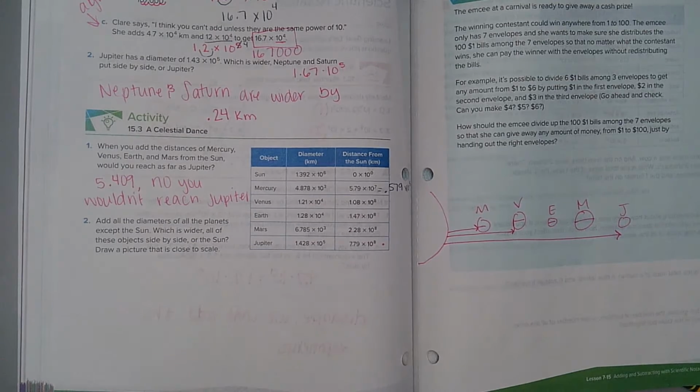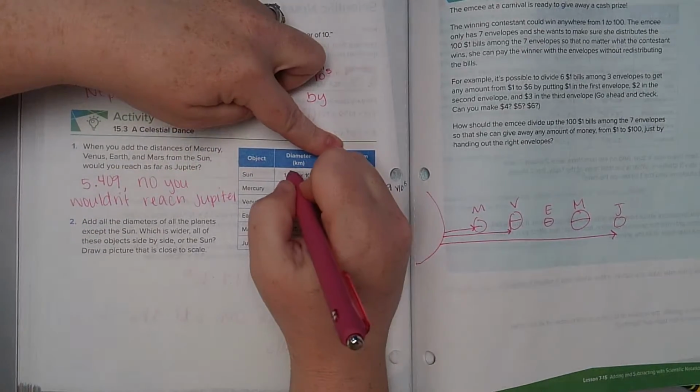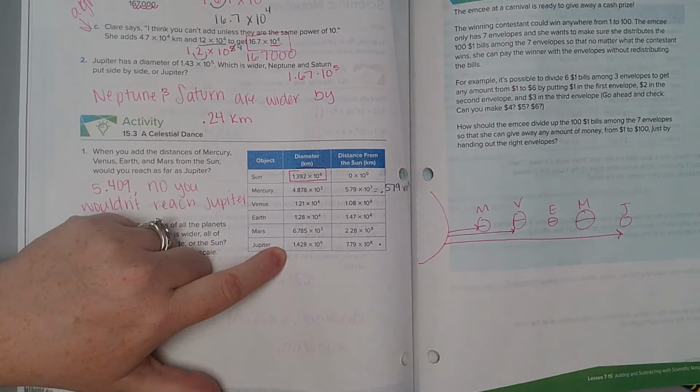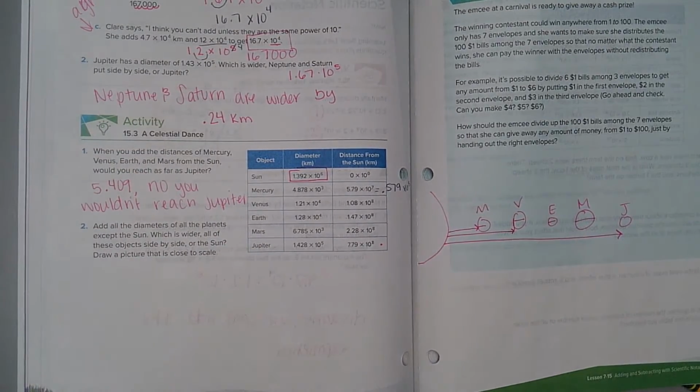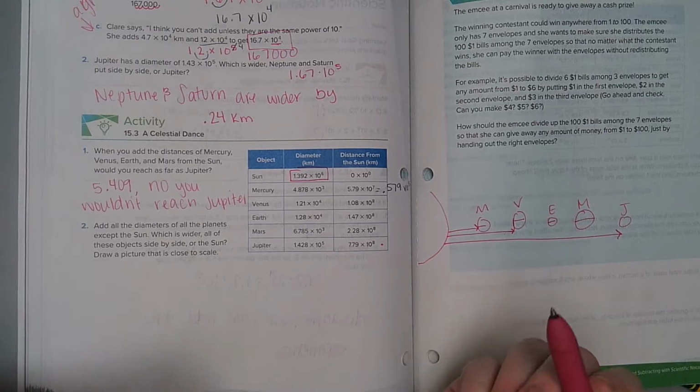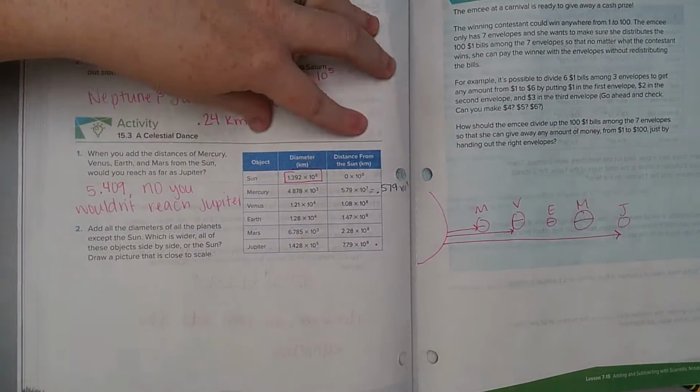Add all the diameters of all the planets except the sun. Which is wider? All of these objects side by side or the sun? Okay, so the sun is this right here. We need to add all of these up, but we need them either in expanded form or we need to get them all with the same exponents. So let's see. All of them are pretty close to 4, so let's rewrite them all so they have exponents of 4.